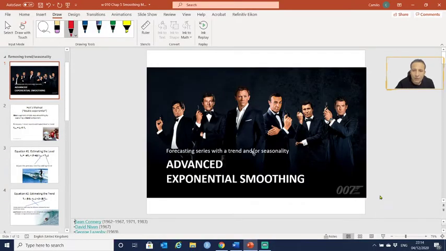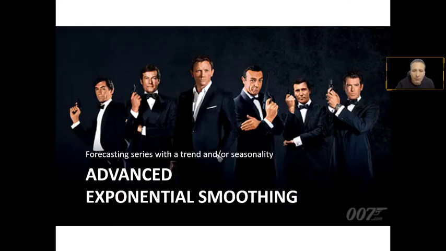So I have put this picture here for advanced exponential smoothing. This is just to say that we have very different ways to perform smoothing in our time series, in our data sets. Yes, so here we have the 007 agents, that obviously act as a type of smoothing.